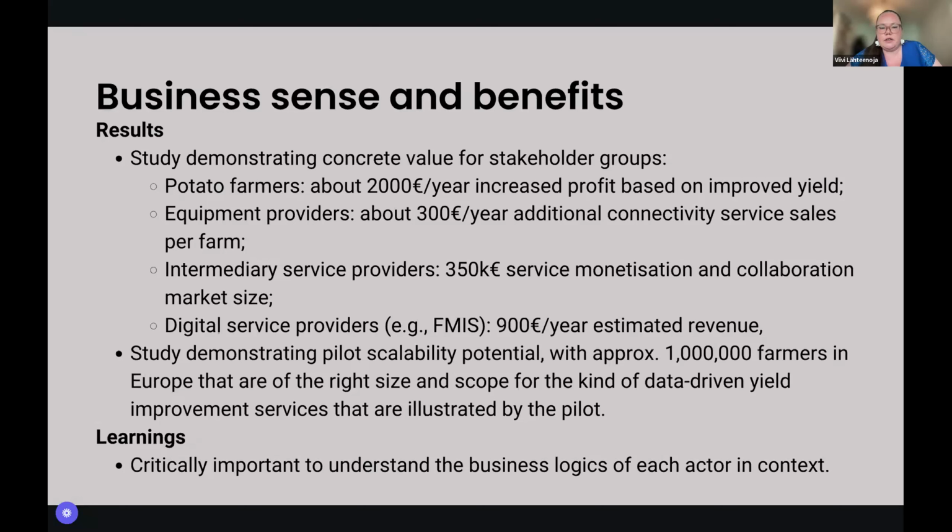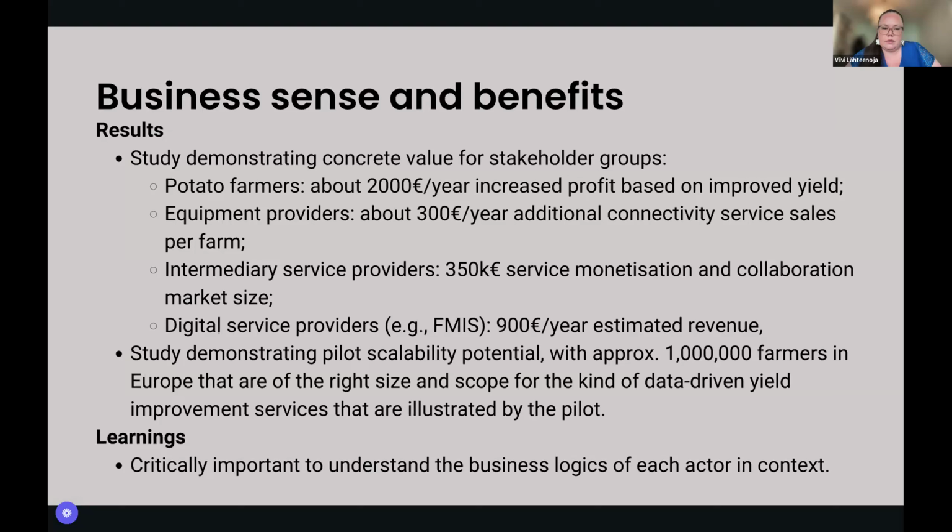For intermediary service providers, we identified a €350,000 to €100,000 service monetization and collaboration market size as a whole. And for digital service providers, for example, FMIS, we estimated roughly €900 a year revenue from these kinds of data sharing exercises.